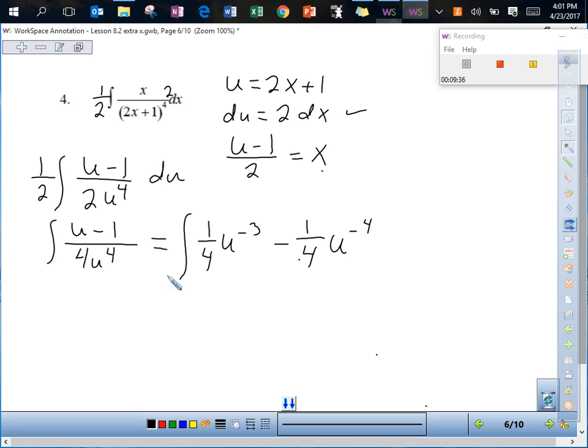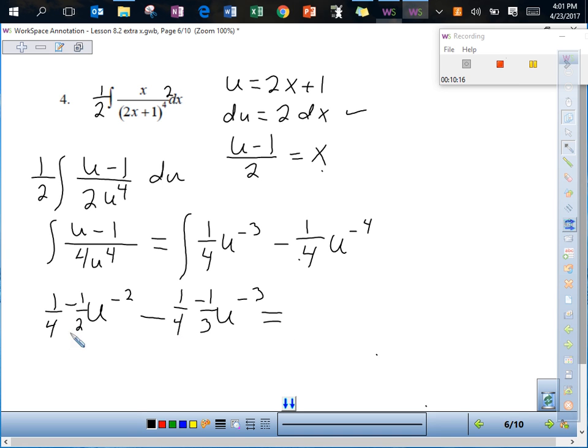Now, let's go find our antiderivative. So I'm going to add 1 and get a negative 2. So I've got a negative 1/2 out there, and I still have a 1/4, which I'll combine in a minute, minus. Let's add 1, so I got a negative 3. Means I've got a negative 1/3, and I still have that 1/4 to sub with. Well, here goes my ending answer.